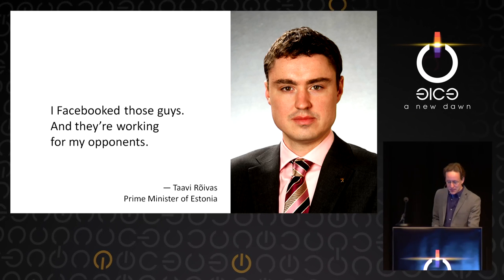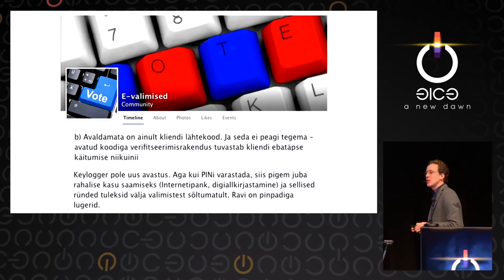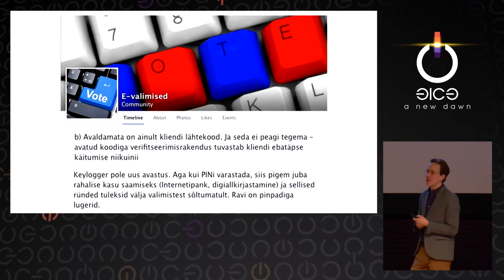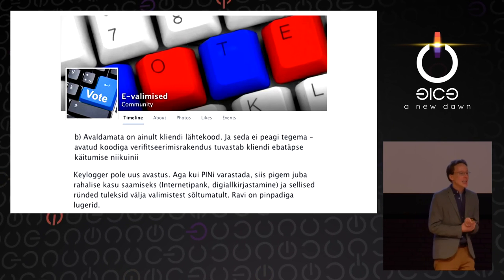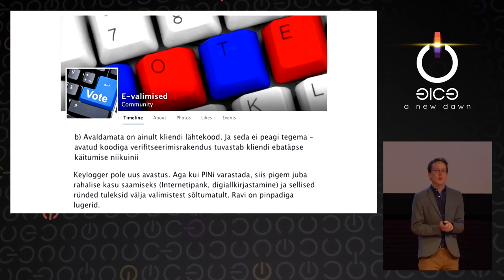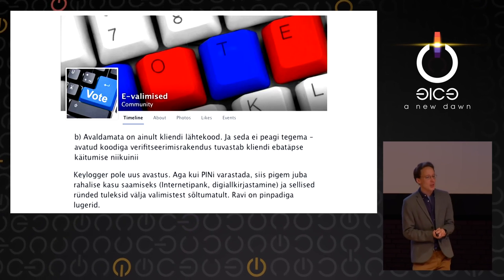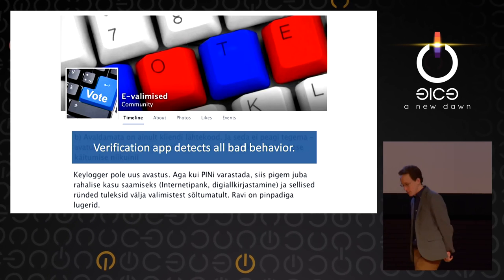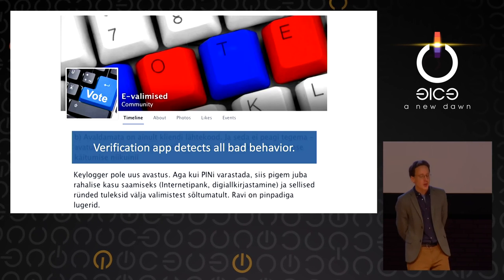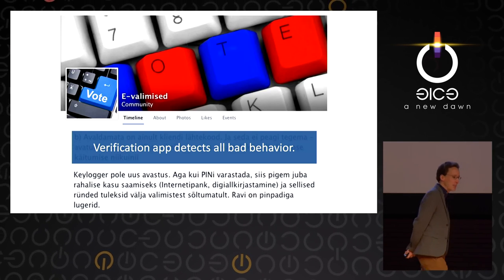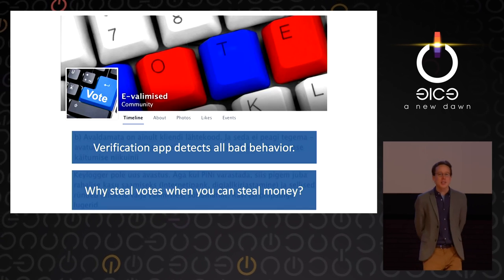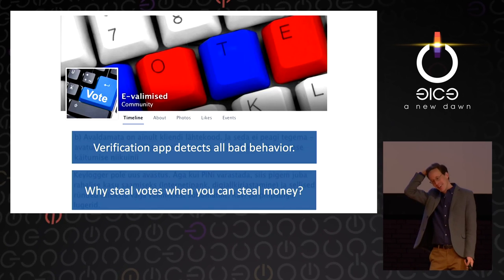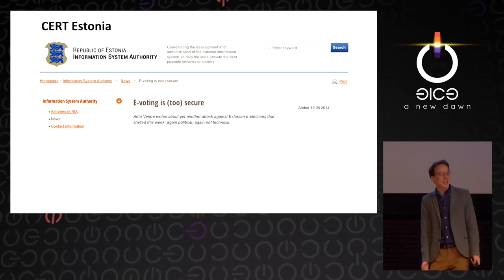Finally, I've never been attacked on TV by the Prime Minister of a NATO country before, especially over who my friends were. We also had some interesting official responses online from the Estonian election authorities. They say that the verification app detects all bad behavior. Yes, all right, we've talked about the verification app. They also say, why steal votes when you can steal money if you could do all of this? Well, all right, I don't really buy that either.